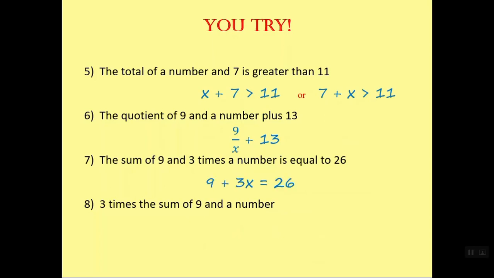All right, the sum of 9 and 3 times a number is equal to 26. It reads just like it does in words as it does in the symbols. And then the last one is 3 times the sum of 9 and a number. Now this is a little tricky. It's 3 times the entire sum, so that means we're taking the sum of 9 and a number and multiplying the whole thing by 3, so we've got to make sure to have parentheses in there. Make sure that your answer looks just like that.